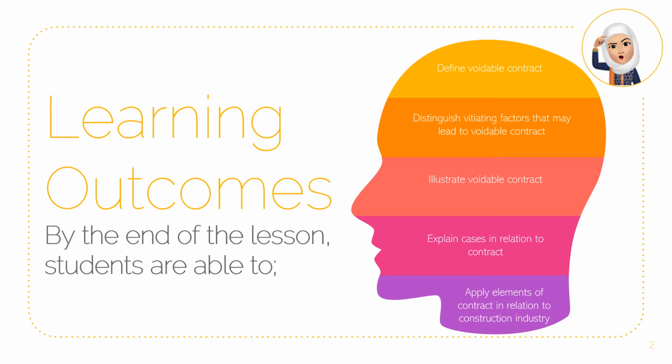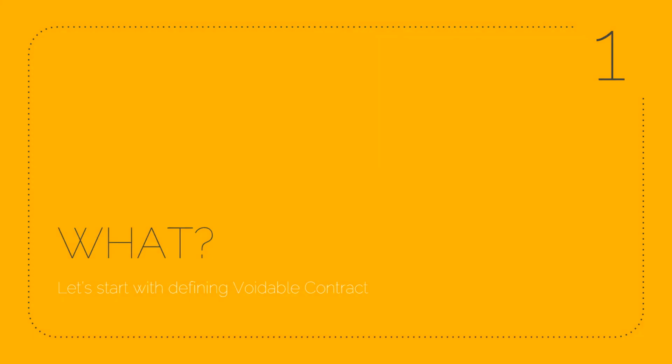At the end of the lesson, learners should be able to achieve the following learning outcomes. We will begin with defining a voidable contract.